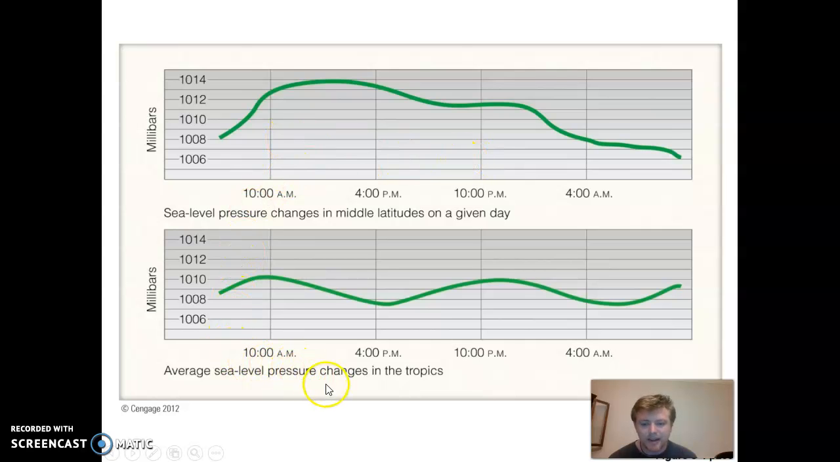On the other hand, in the tropics, they're much more affected by things like the tides, and so as the tides go sloshing around, it moves the air, and so we get a different kind of overtime temperature pressure profile. The pressure kind of rises and sinks throughout the day.